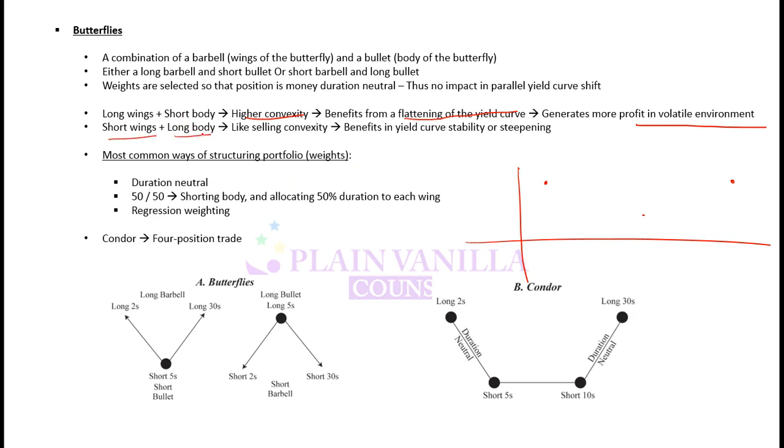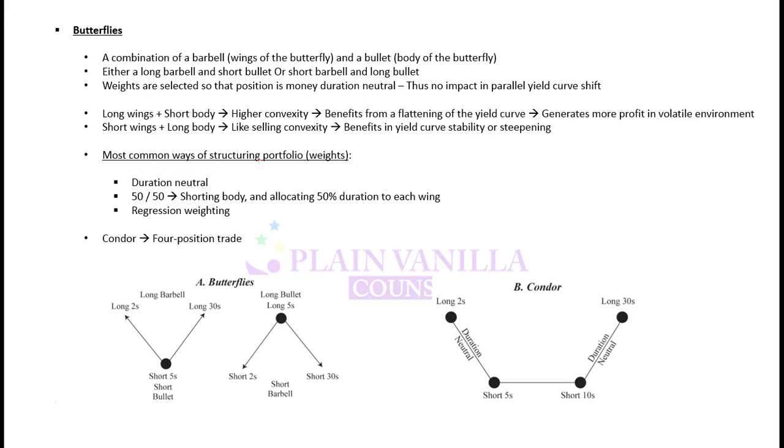And if there are short wings and long body, that is like selling convexity. And if it is selling convexity, it benefits when the yield curve is stable or steepening. Otherwise, it will lose out. Any confusion so far? This is very, very important. Make sure that you remember these concepts.